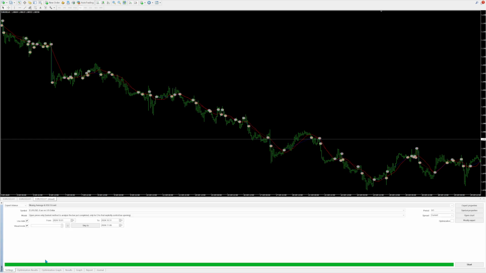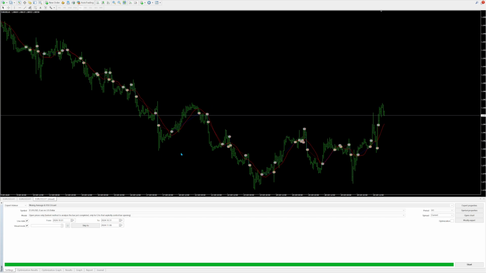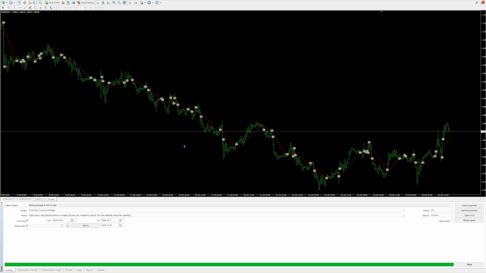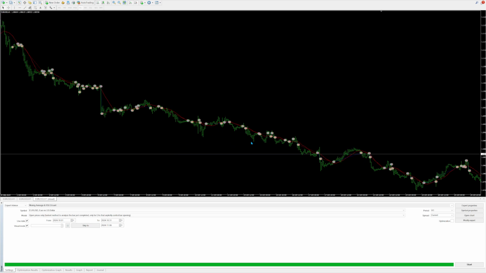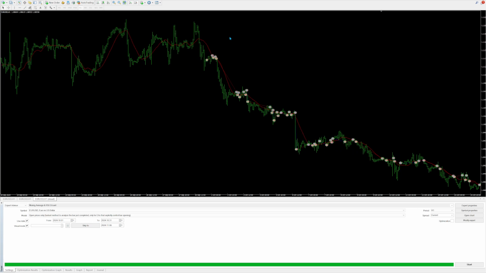What I wouldn't do is have the EA buy and sell every time the moving average crosses. It's just not a good strategy. You're just going to get chopped in and out of the market. Instead, I'd look for the trend and just trade in the direction of the trend.